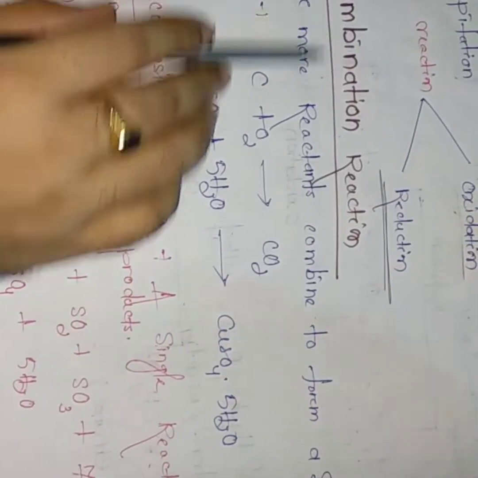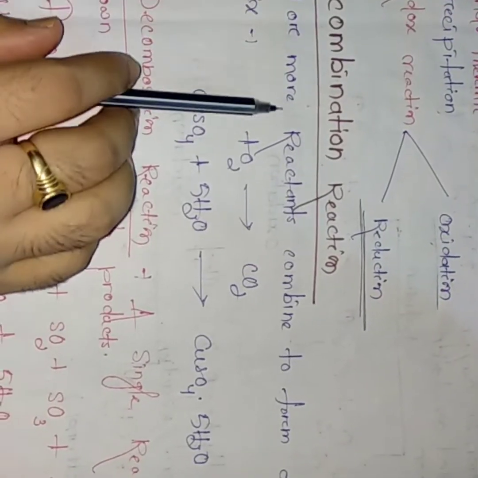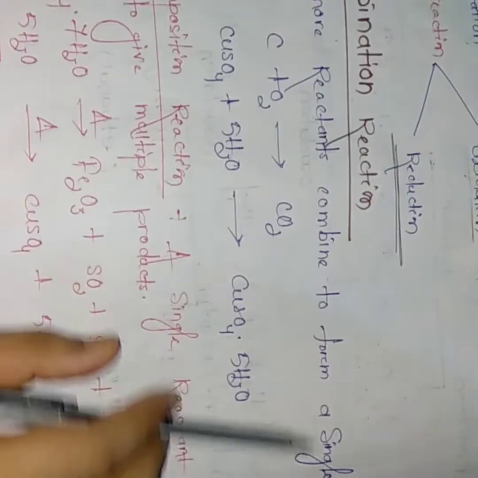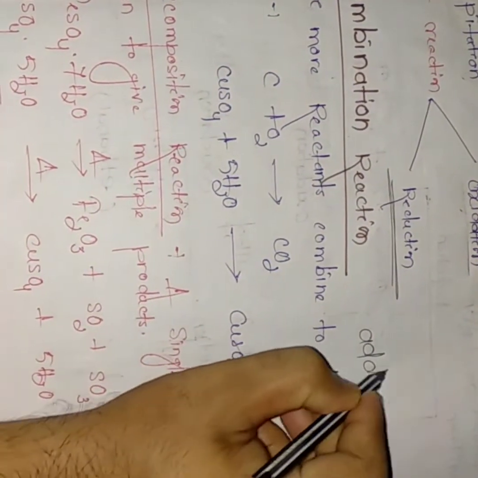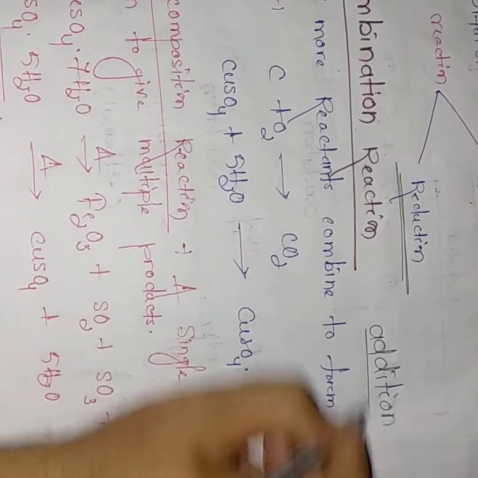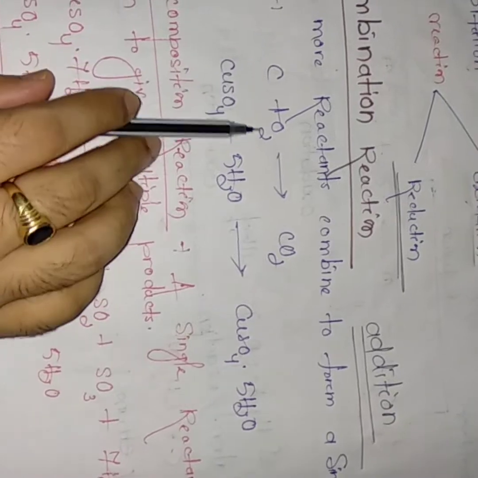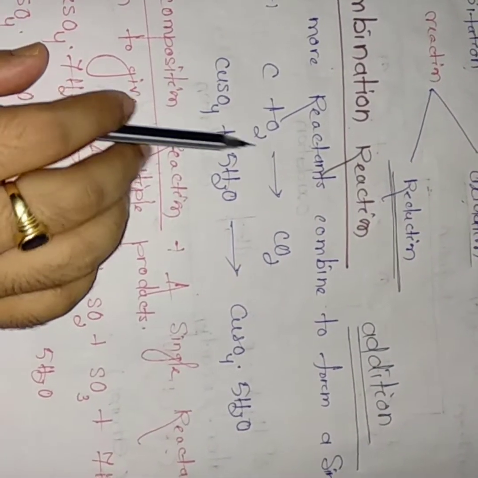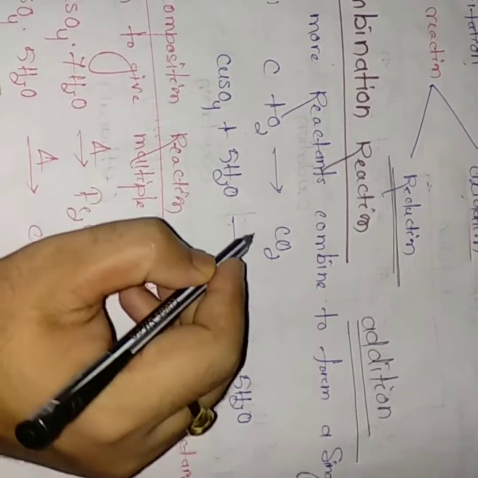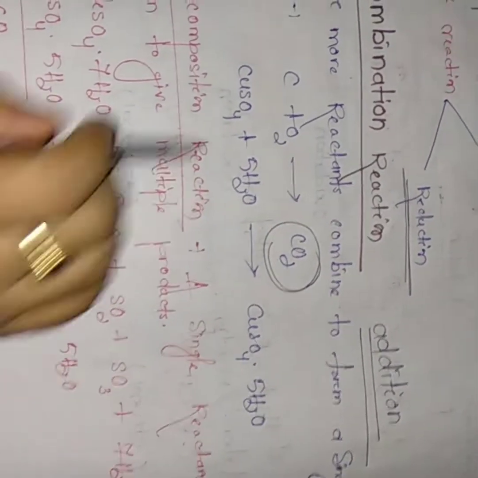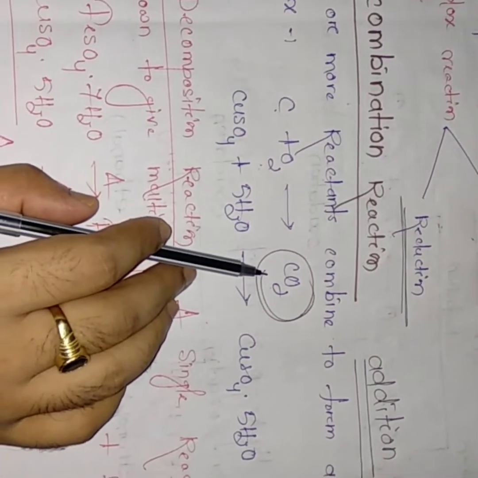First, see what is a combination reaction. The reaction in which two or more reactants combine to form a single product. Combination reaction means addition reaction. So in this case, two or more reactants combine and you will definitely get a single product. Carbon combines with oxygen and gives you carbon dioxide gas.